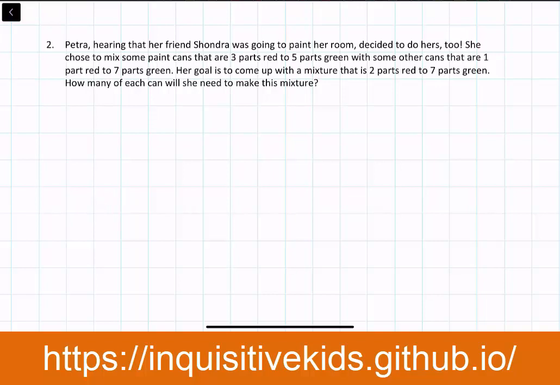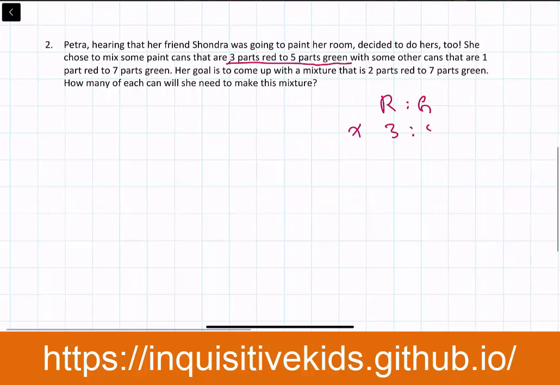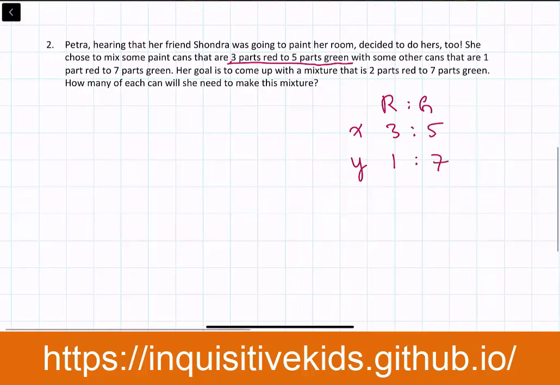Again, we can apply the same method we did to the first problem. If you think you've got the hang of it, you can pause the video and see if you can solve the problem. So let's first write out our ratios, red to green. Mixture X, the first mixture, is 3 parts red to 5 parts green. The other mixture, mixture Y, is 1 part red to 7 parts green. And her ultimate goal is a mixture that is 2 parts red to 7 parts green.